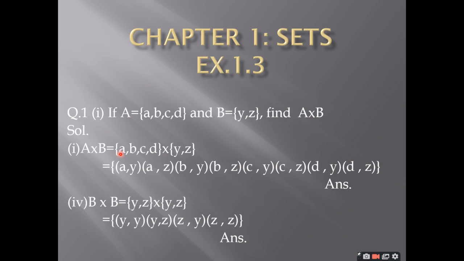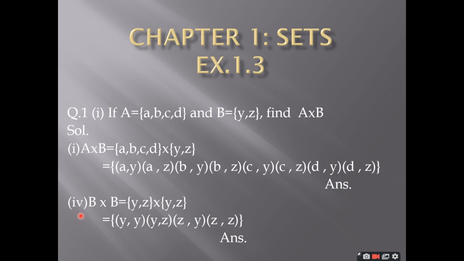So let's start. A, y. First we take A and pair it up with the elements of set B. So A, y; A, z. Then take the second element B: B, y; B, z. Then take the third element C: C, y; C, z. And then the last element D: D, y; D, z. This is the answer. You just have to find the Cartesian product of set A and set B.